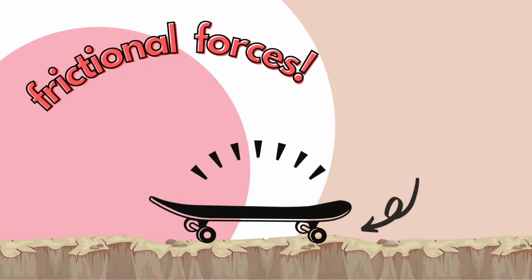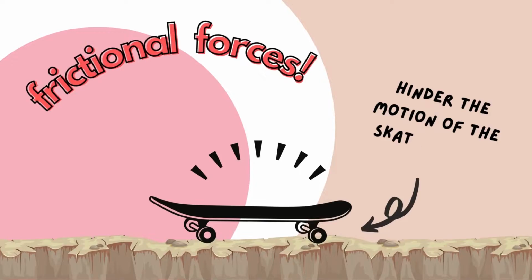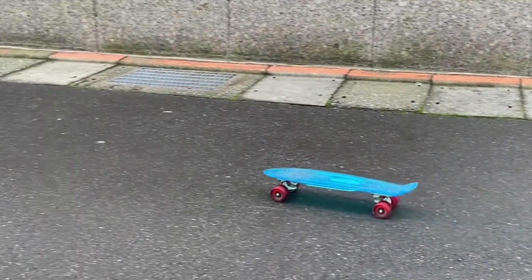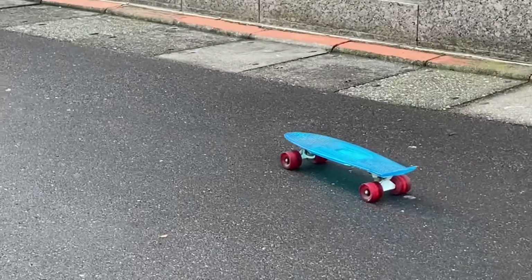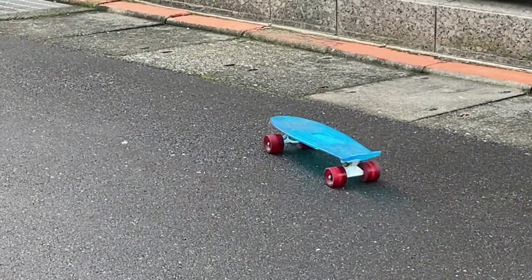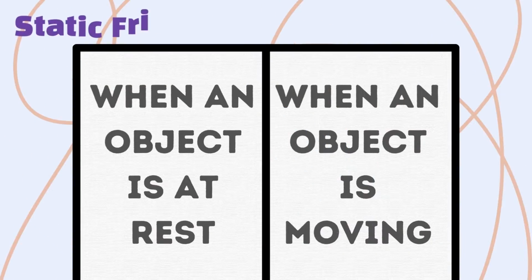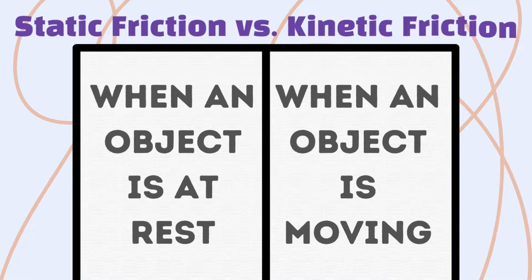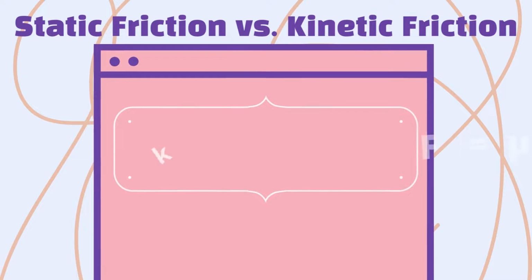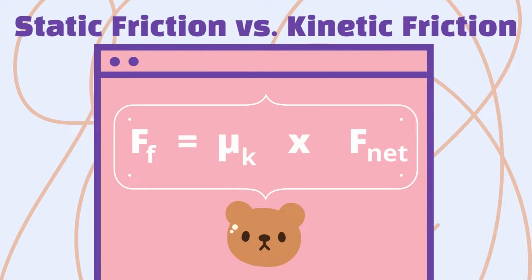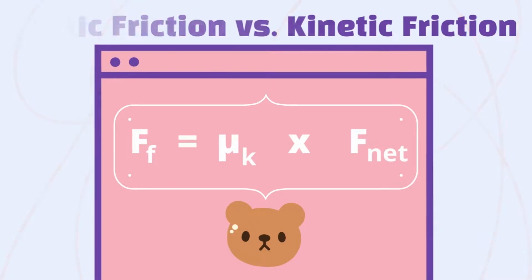After the initial kickoff, you will remain in motion with the skateboard for a few seconds before you start slowing down. This is due to the frictional forces that will hinder the motion of a skateboard. Here, you can see the skateboard gradually slowing down after being pushed. This is due to friction. Static friction is what an object experiences when at rest, while kinetic friction is experienced when the object is moving. When calculating friction, the formula used is force of friction equals the coefficient of friction multiplied by net force.